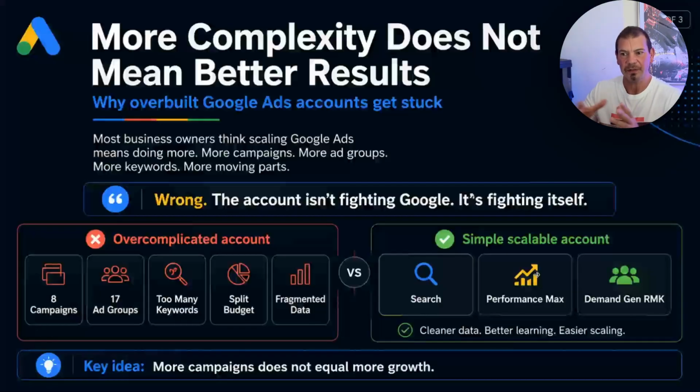And potentially you could then maybe add in a demand gen campaign. But again, it's cleaner data, it's better learning. You've got the budget set at the campaign level, and they're good budgets because they're giving you enough data. Let's move on to the next slide.